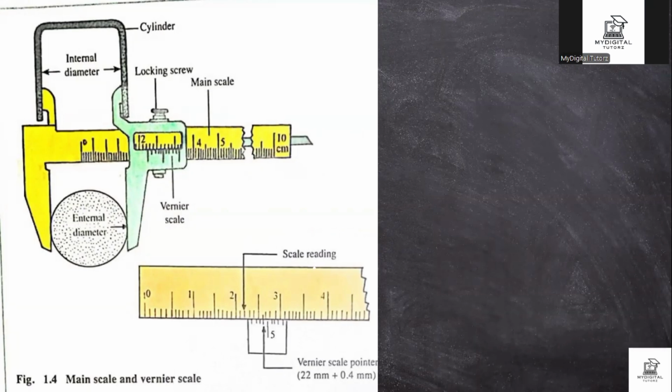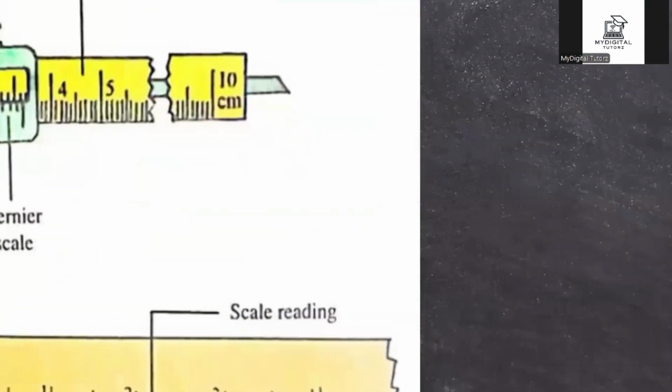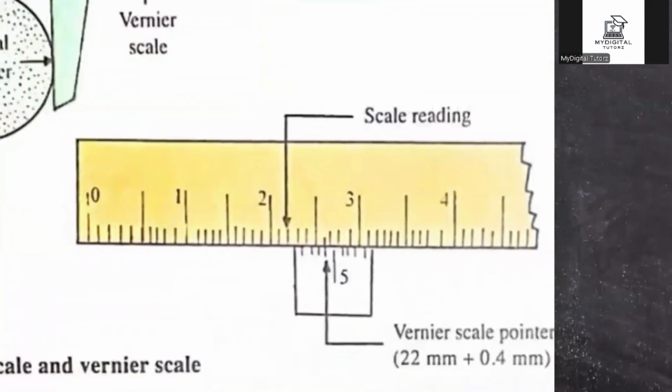Let's take a reading for this. We have this, and we want to read the value. I hope you can see it clearly now. When taking a reading, you take from the 0 point here. This is your main scale. You first of all look at your main scale. From here, just before getting to the vernier scale, you stop. Now, you count from 0 to where it stops.